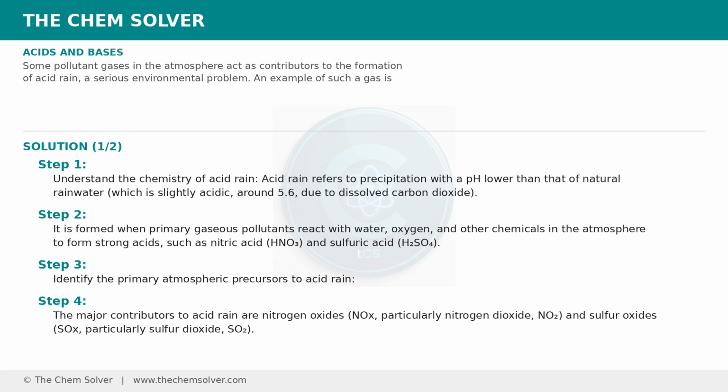Identify the primary atmospheric precursors to acid rain. The major contributors to acid rain are nitrogen oxides, NOx, particularly nitrogen dioxide, NO2, and sulfur oxides, SOx, particularly sulfur dioxide, SO2.